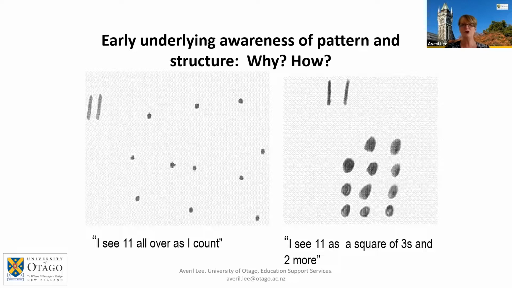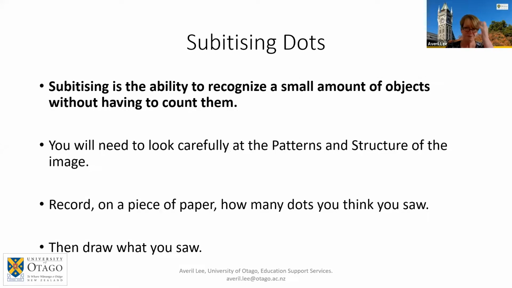So we're going to have a go now at the idea of subitizing. And subitizing is the ability to recognize a small amount of objects without having to count them.